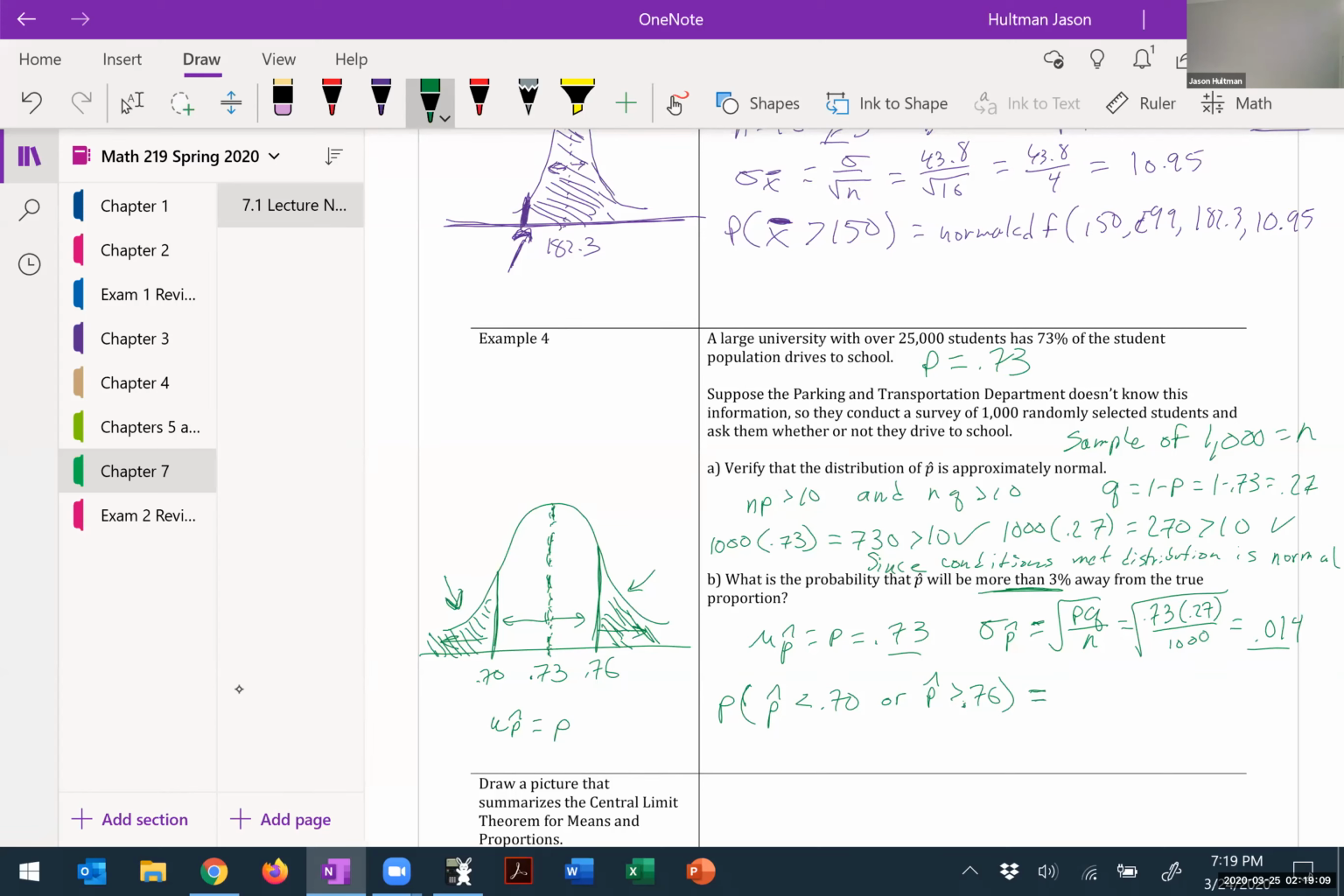If we want p hat less than 0.70, then what is that? Well, that's normal CDF from negative E99 to 0.70. My mean was 0.73, and my standard deviation is going to be 0.014. So that's approximately, let's go to the calculator.